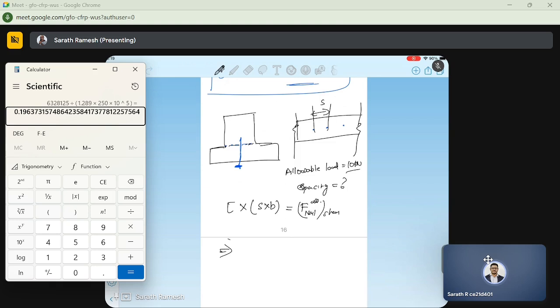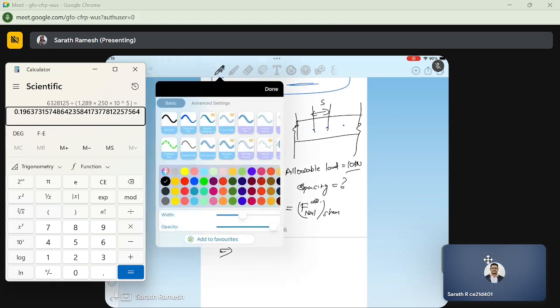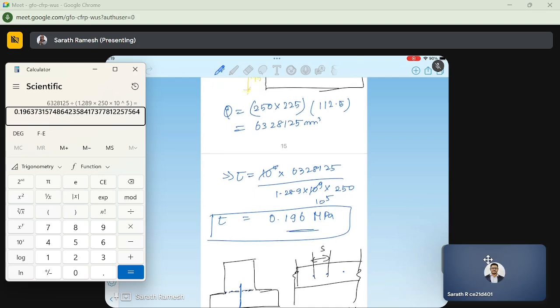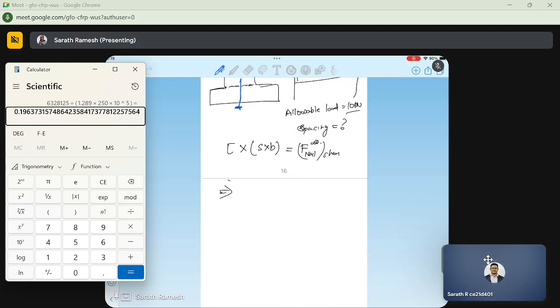Already we have 0.194, so 0.194 into S times 250 equals 10 into 10 power 3. This will give us S equal to 10 power 4 divided by 250 into 0.194, so 206.18.